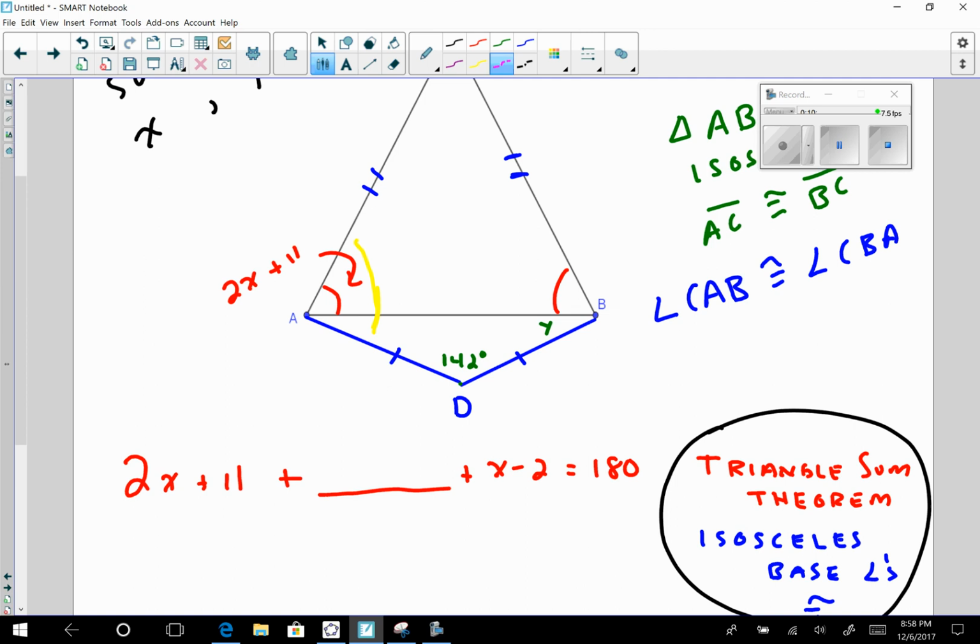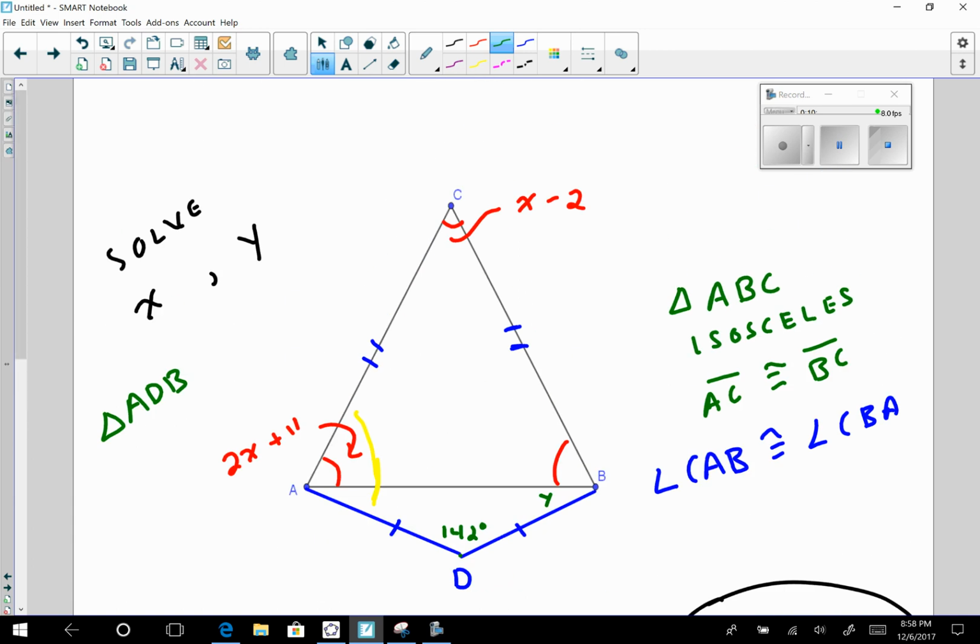I looked at triangle ADB. And what do I know? I know that triangle ADB is also isosceles because of these congruent marks. I will let you do the algebra. Fill in the blanks, give some algebra, solve for x, and solve for y.